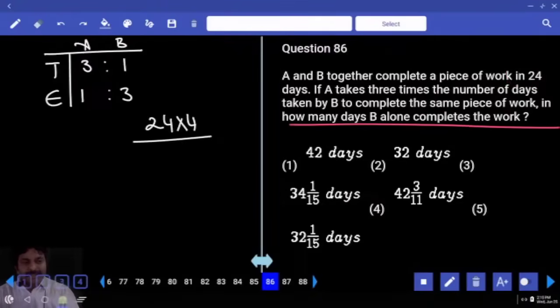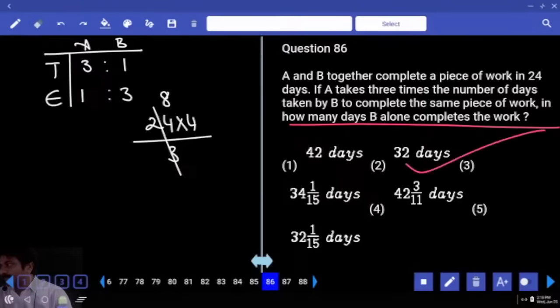Now, in how many days B alone completes the work? B alone does 3 units. Divided by 3, 8 times into 4, 32.